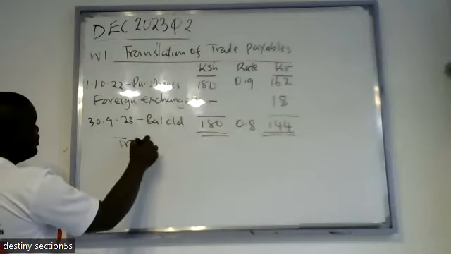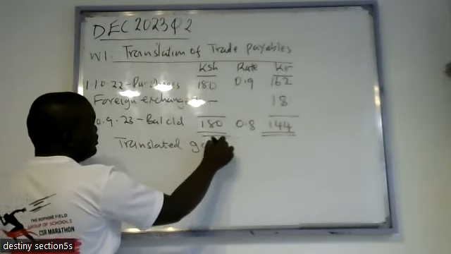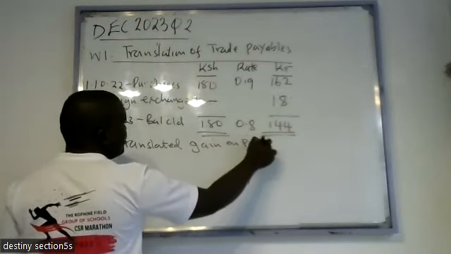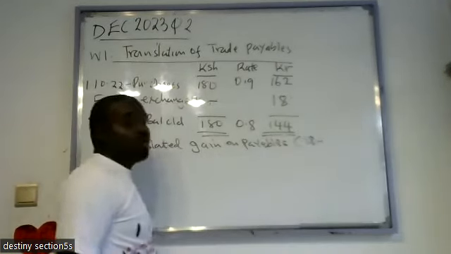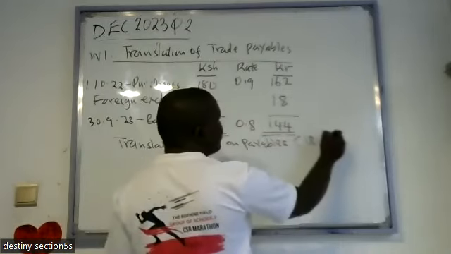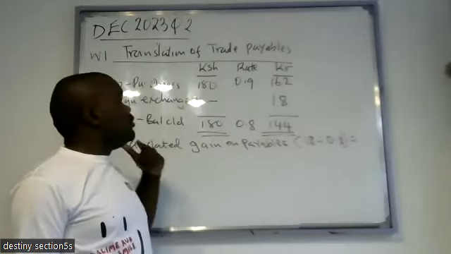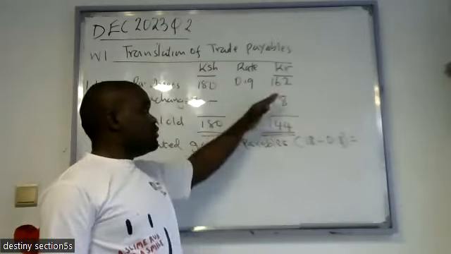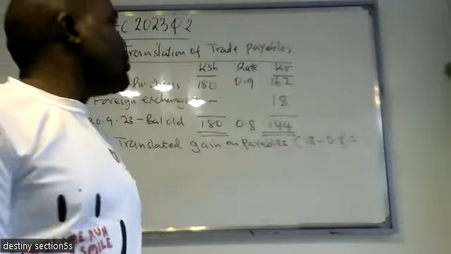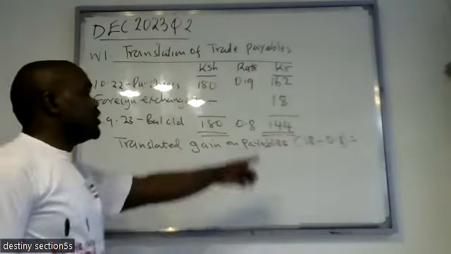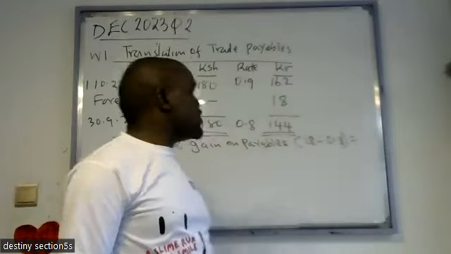So translated gain on payables will be 18 divided by, now you bring it to Kenya shillings, you divide by 0.8, the closing rate. So it will reduce our payables in the balance sheet because they held payables for long, until the value dropped for the subsidiary. A decrease in payables is a gain to them. So this gain will reduce our payables in the balance sheet. So to Kenya shillings, you will divide by 0.8.